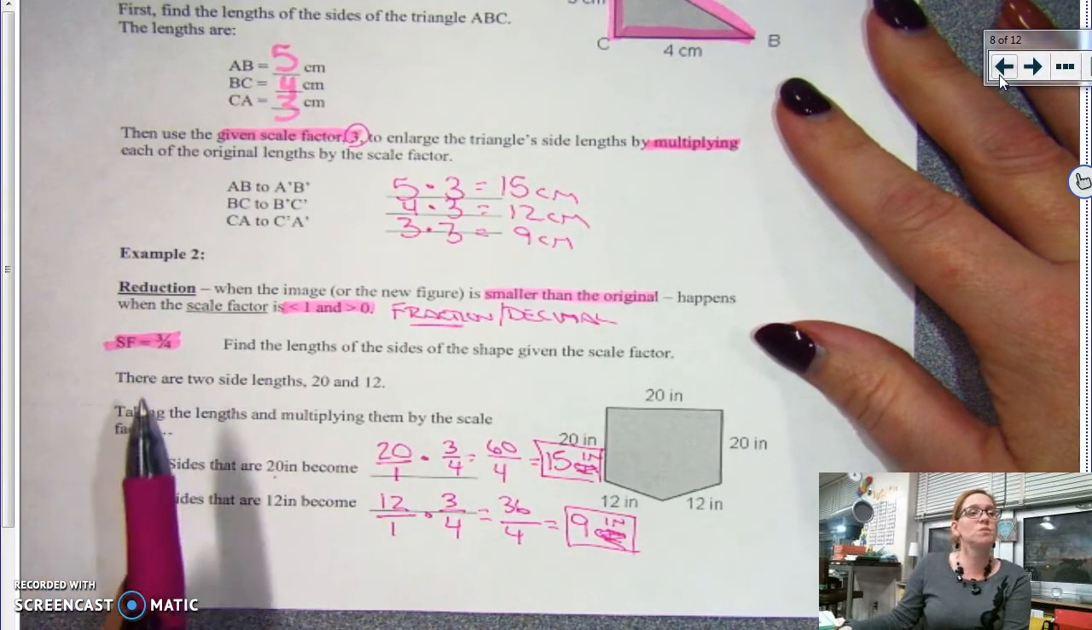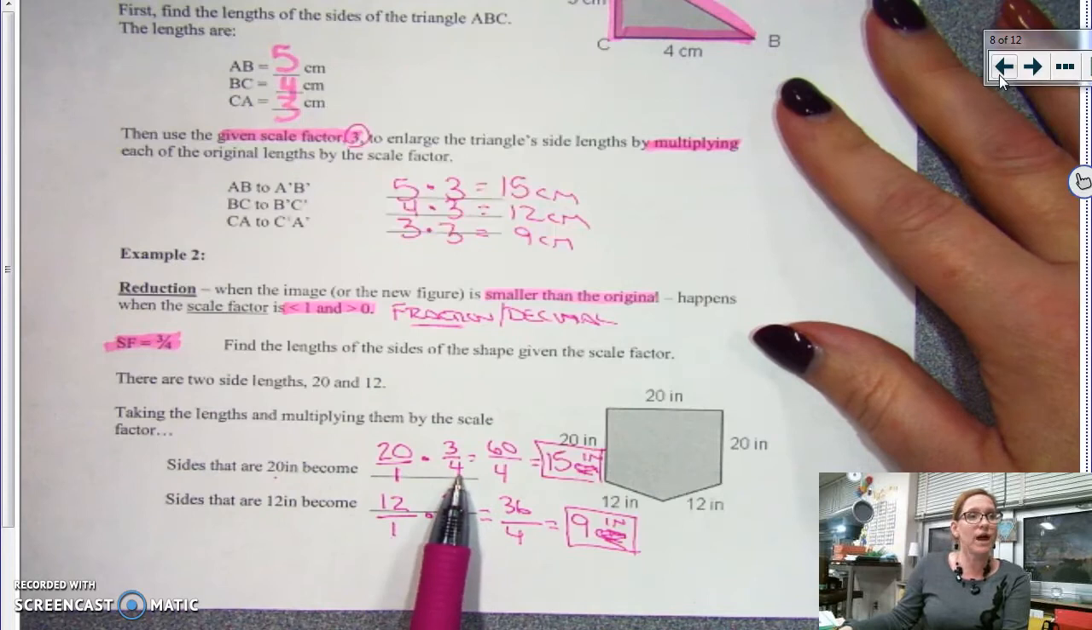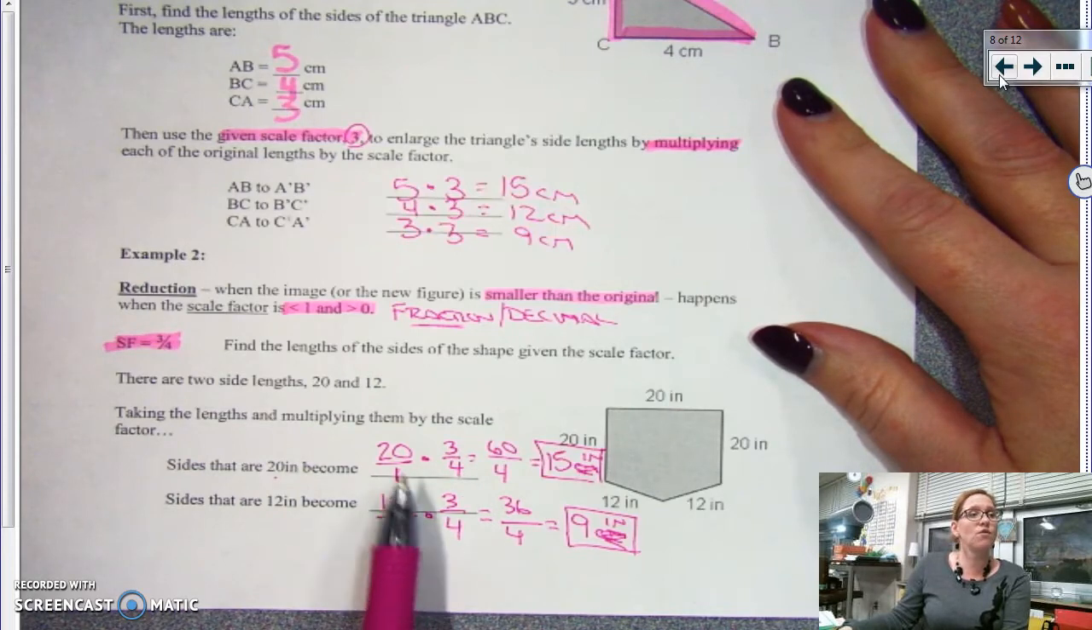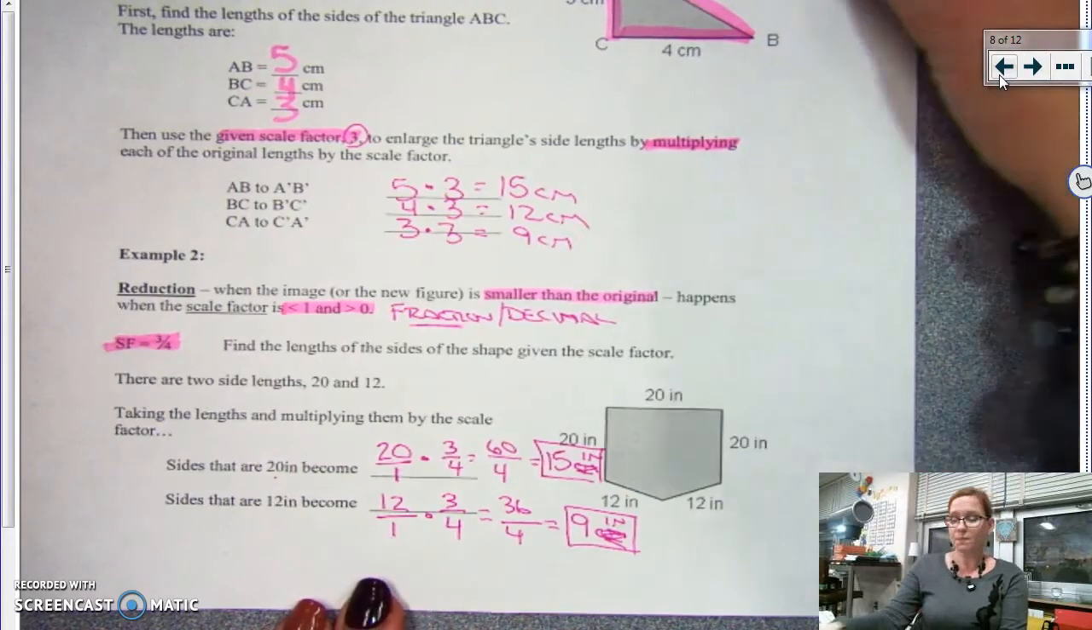Scale factor is always multiplication, and don't be afraid of those fractions. Just put the whole number over 1, multiply across. You can use a calculator to help you with the division if you need it. Okay, back side.